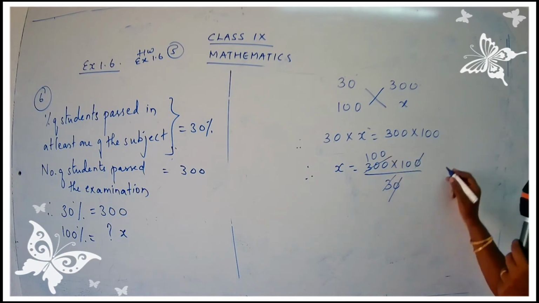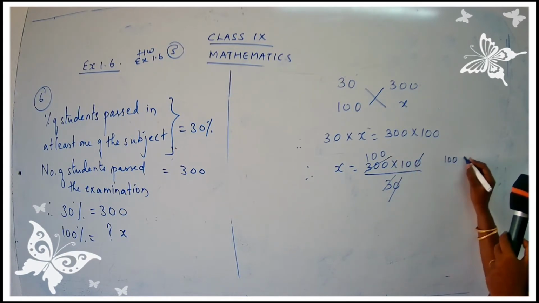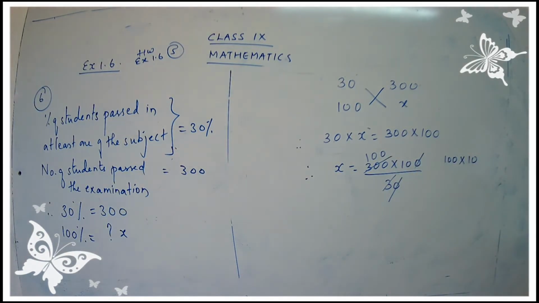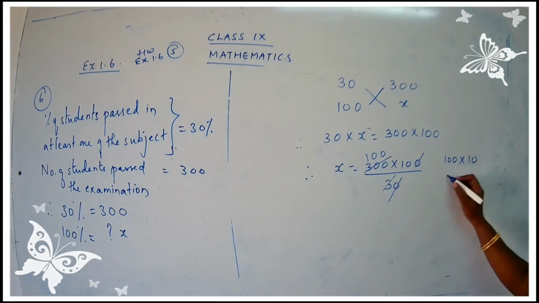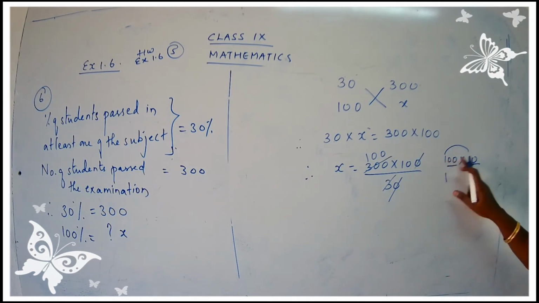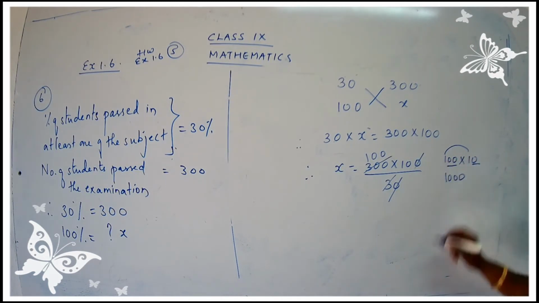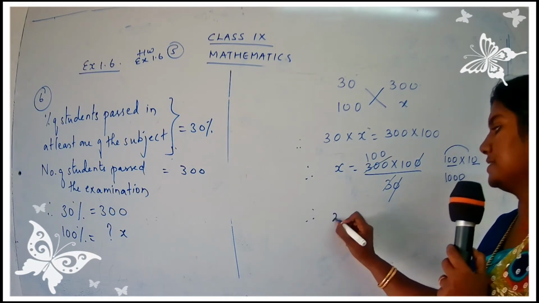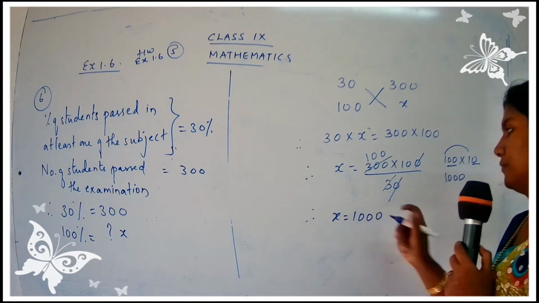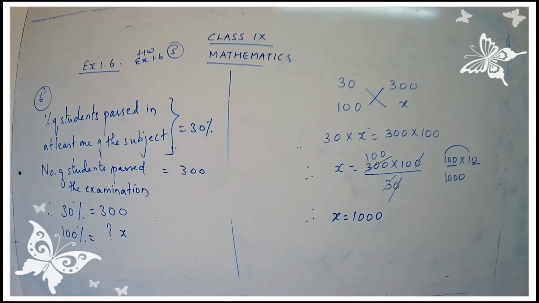Now just see what are the numbers left in the numerator part. 100 into 10. What is 100 into 10? 1000. How many? You have to write down 1 into 1, 1. And how many zeros are here? Totally 3 zeros. 1, 2, 3. Just put here 3 zeros. You get the answer as 1000. So x is equal to 1000. I hope you are clear with the calculation.